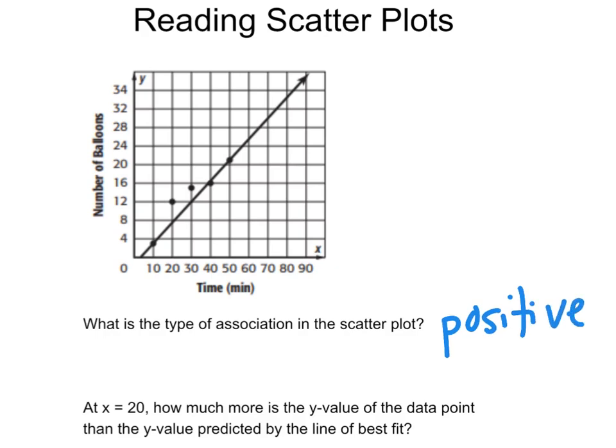Next question. At x equals 20, how much more is the y value of the data point than the y value predicted by the line of best fit? So we're going to start at x is 20, and my line of best fit crosses at 8 balloons, and the point that's there crosses at 12. So the difference between 12 and 8 is 4. So in this case, how much more? It is 4 more.